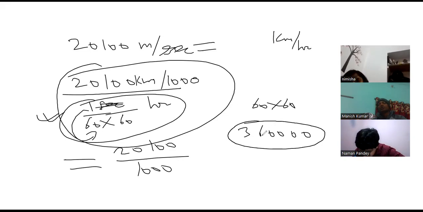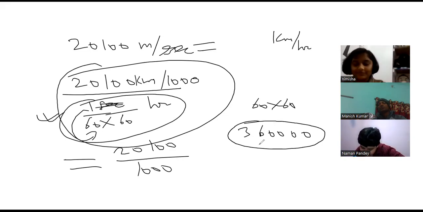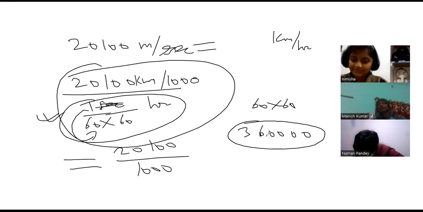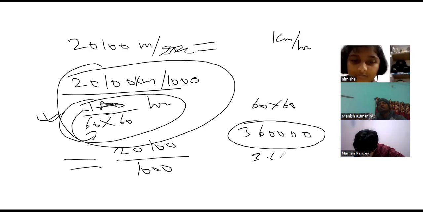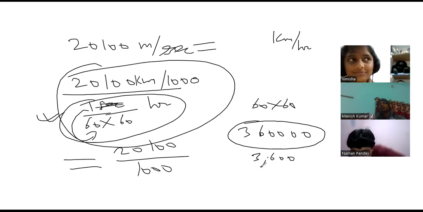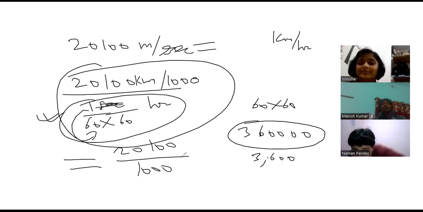Please cross check. 3600, sir. 3600 is the standard answer that I expected from you. Now see what to do.